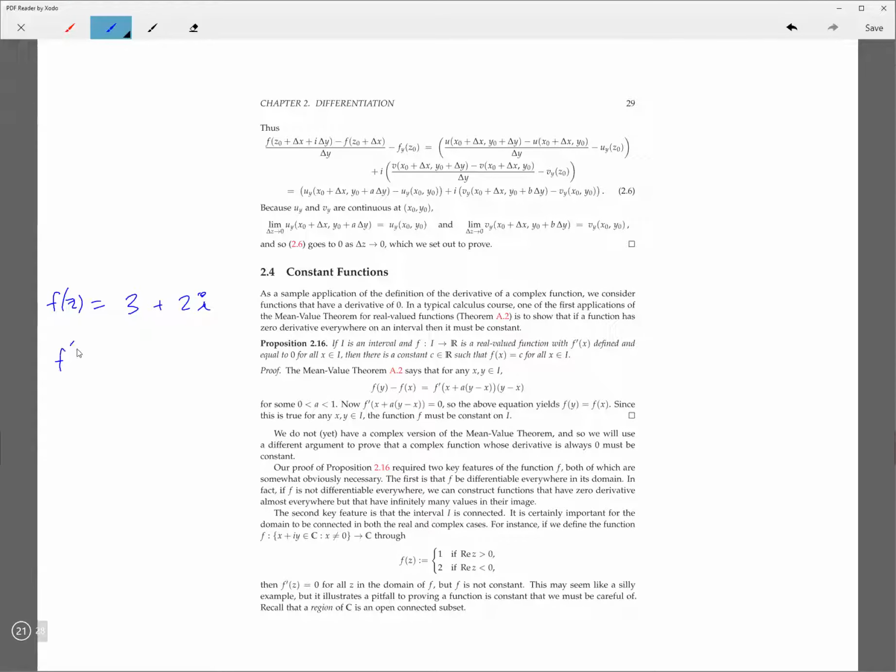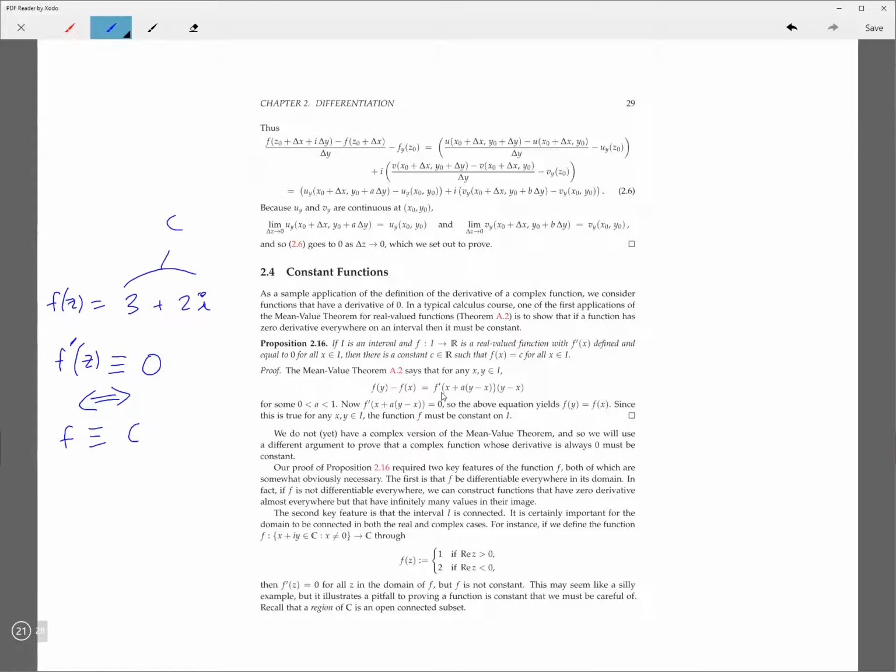And the derivative of a constant function is going to be 0 everywhere. And also, if the derivative is 0 everywhere, then the function is going to be a constant everywhere. So that's important to know, that if the derivative is 0 everywhere, then the function is going to be constant.